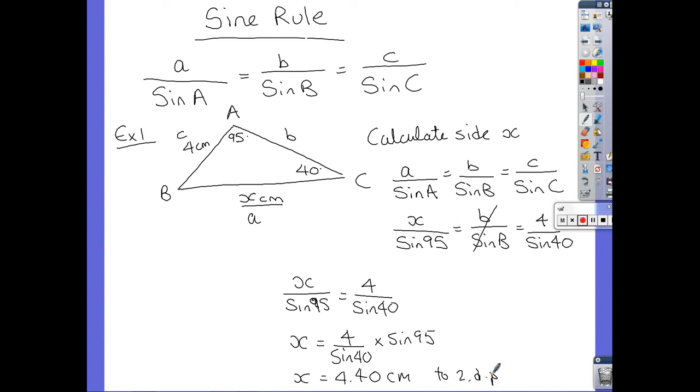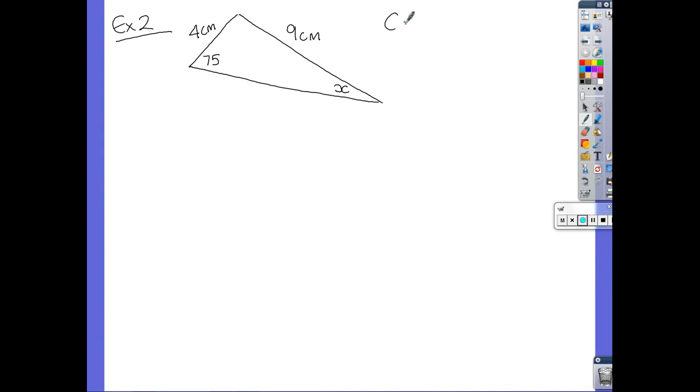We can use this same formula to find an example of a missing angle. So that will be either your sine A, your sine B, or your sine C part of the equation that we are trying to isolate and get by itself this time. So let's have a look at that example. Example 2. Calculate angle x.